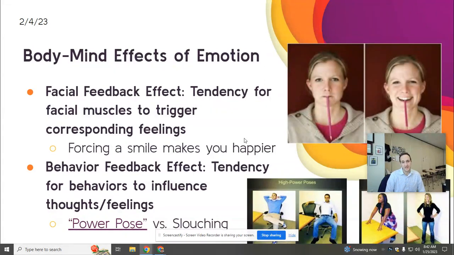According to the research on the facial feedback effect, be mindful of what you're doing with your face and your body, because it can send these signals that can affect your emotional well-being. So that's the facial feedback effect.